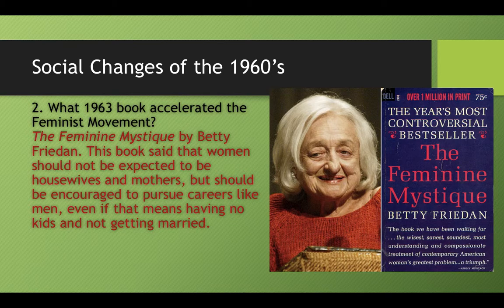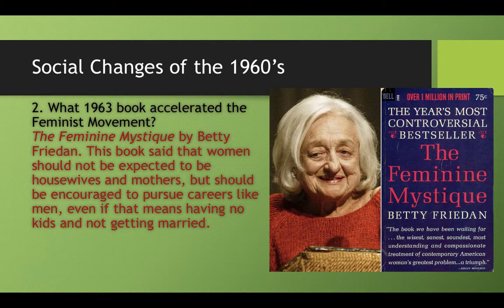Now this book said that women should not be expected to be housewives and mothers. That was kind of the social norm at the time. As you get married, you have children, and that's the way to your best life. Betty Friedan said that that's not the way to a woman's best life. Rather, she said that women should be encouraged to pursue careers like men are, even if that means not having any kids and not getting married.